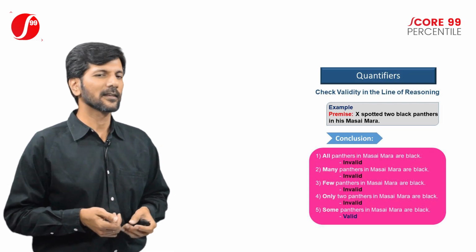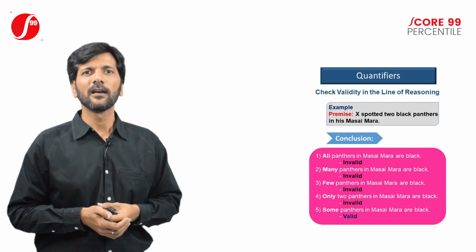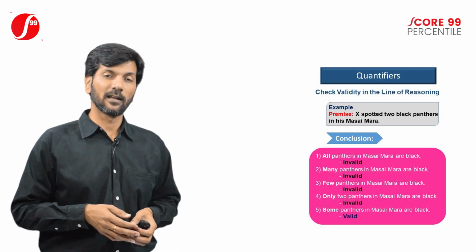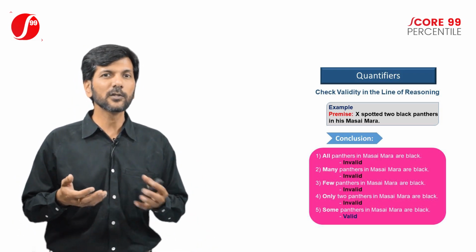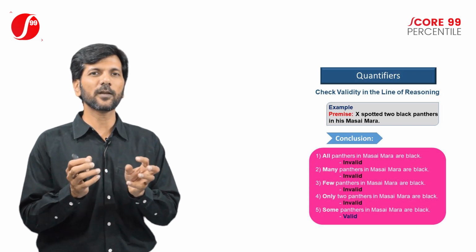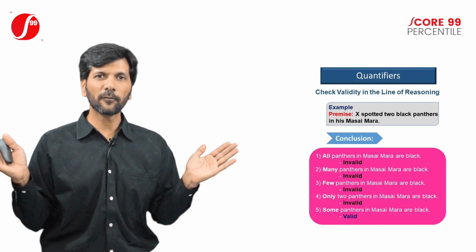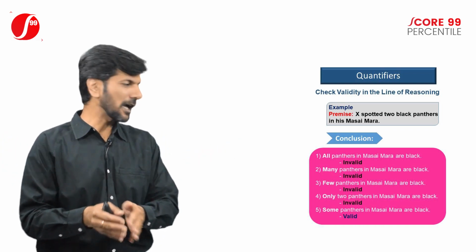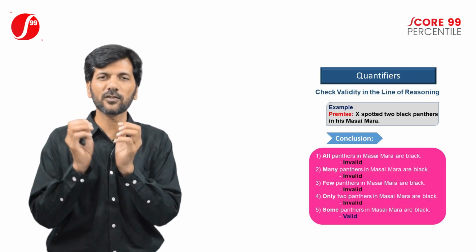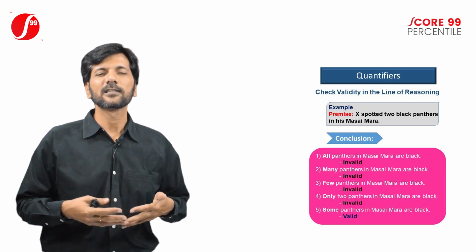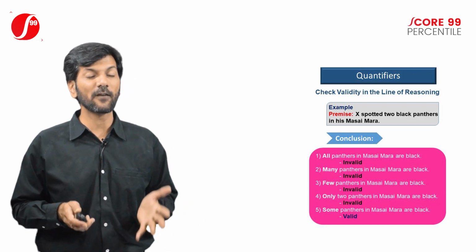Now supposing we say few panthers in Masai Mara are black, that would also remain invalid. Supposing we say there are only 2 black panthers in Masai Mara. So what are we doing now? In the first few cases we are broadening the scope, we have generalized it way too much. Then we have sort of narrowed down the scope way too much. Now we are limiting it to just 2. It's not even a few or anything, it's just 2. Supposing you say some panthers in Masai Mara are black, would you agree with that? Yes, you would now agree with it and tell me that this is a valid conclusion.